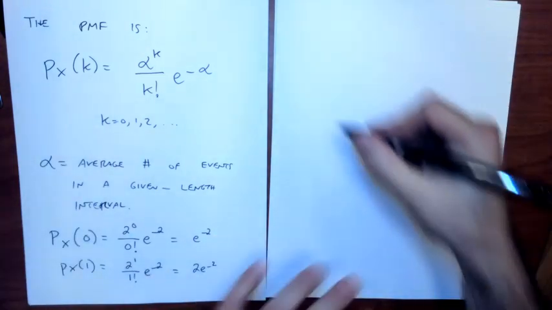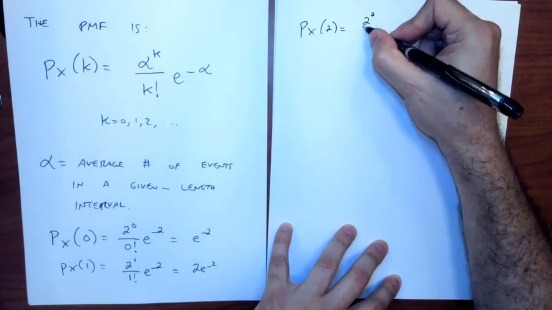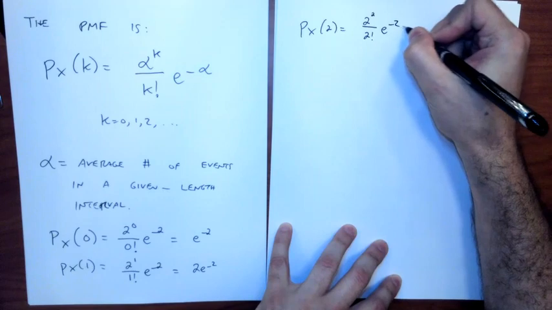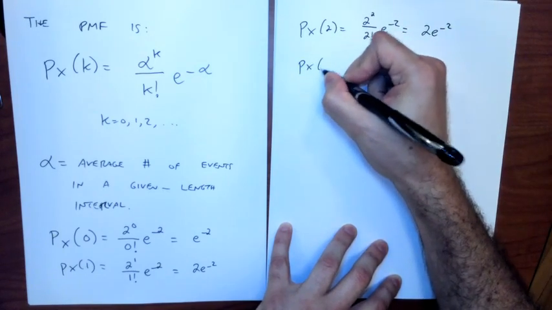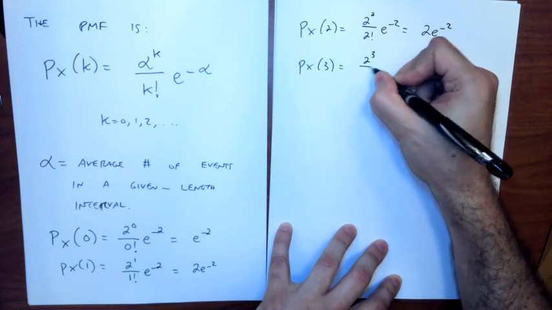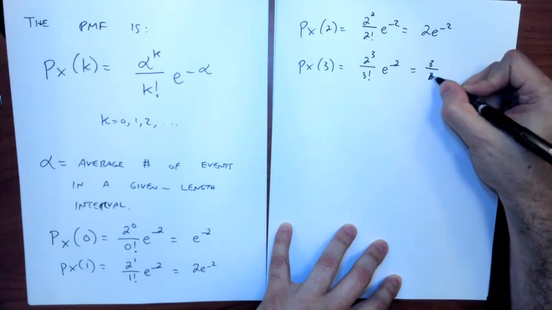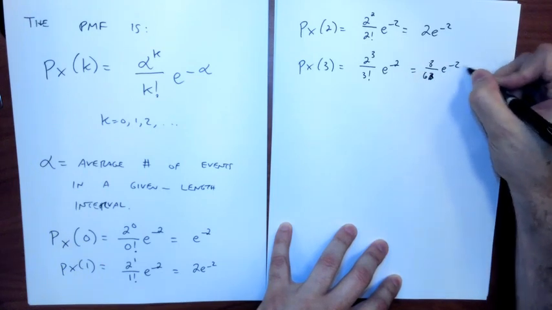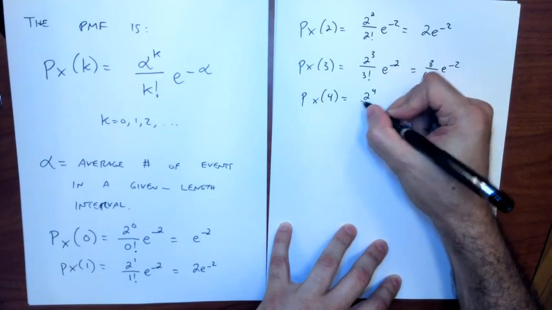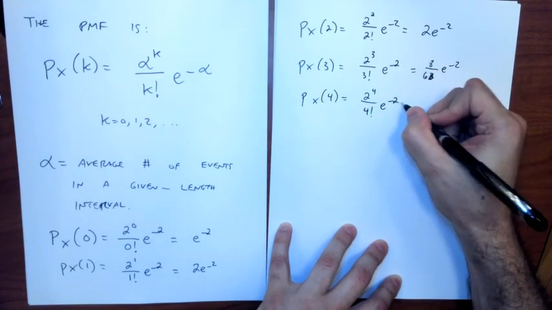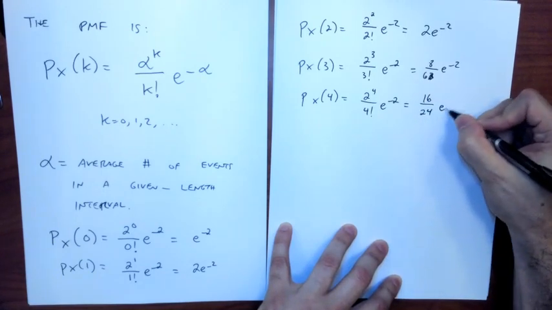So I can say the probability of getting exactly 2 packets is 2 to the 2 power over 2 factorial e to the minus 2, which is 4 over 2, which again happens to be 2 e to the minus 2. And then 2 to the 3 over 3 factorial e to the minus 2 is 8 over 6, sorry, and so on, right? You get the idea. And what's that? 16 over 24 e to the minus 2.